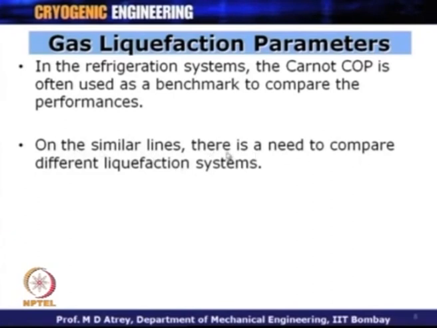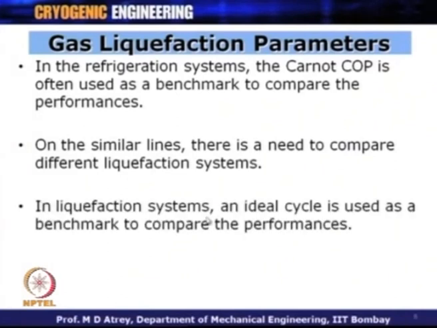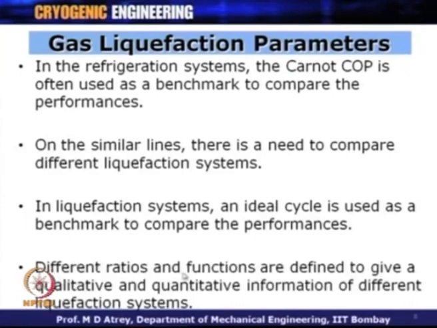There are different cycles and therefore, we will have some parameters so that we compare the performance of cycle A to cycle B to cycle C. In liquefaction systems, an ideal cycle is used as a benchmark to compare the performances. So, one way of comparison is to compare a cycle's performance with an ideal cycle performance. Different ratios and functions are defined to give qualitative and quantitative information of different liquefaction cycles. So, what are these different ratios and functions?